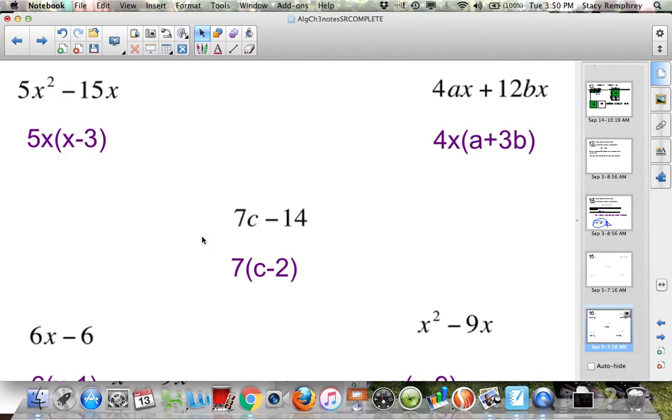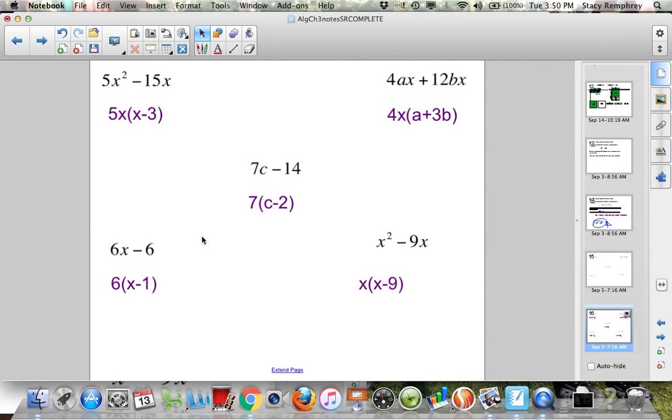Okay. Let's see if I can shrink this up a little bit so you can see the answers. In this one, you may have pulled the 5 and forgotten about the x also. You need to pull both. It's pulling the greatest of the common factors. The same thing may have happened here. Be careful when you pull one of the numbers. 6x divided by 6 gives me x. 6 divided by 6 gives me 1.